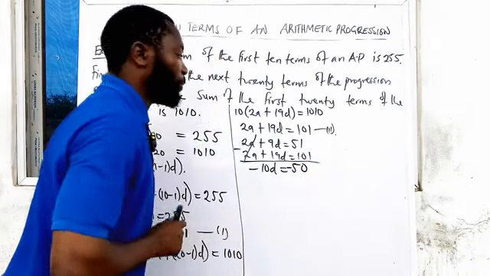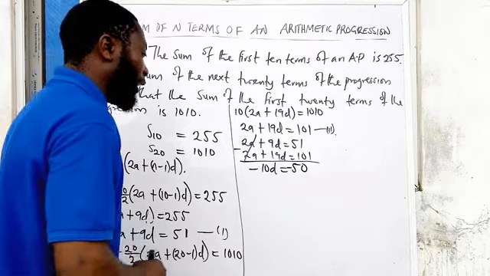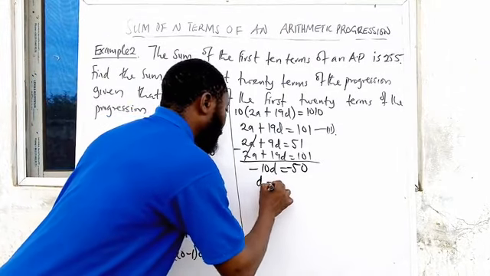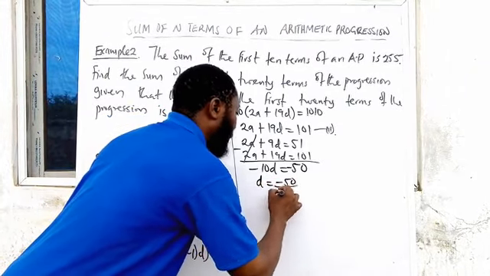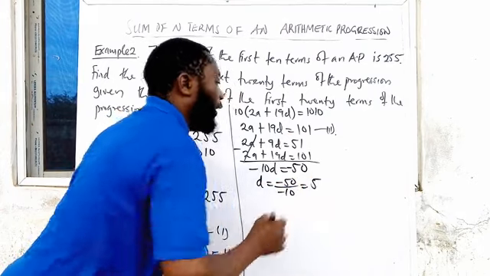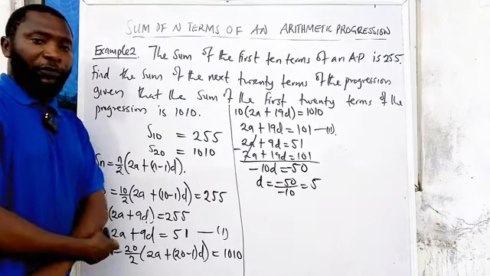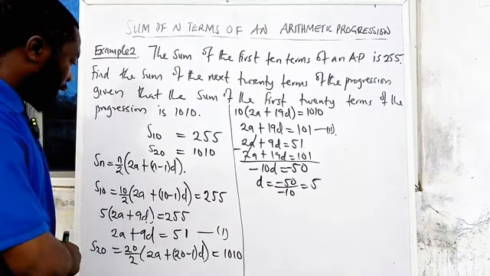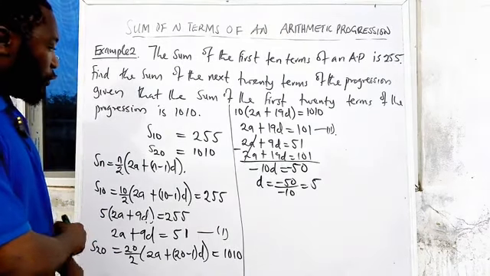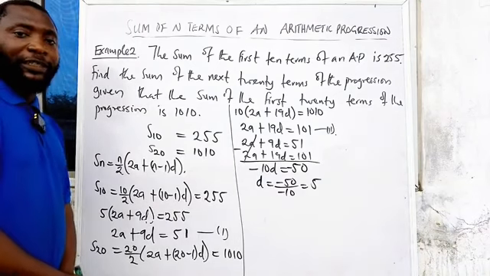Negative 50. So divide both sides by negative 10 again. So we have d equals negative 50 divided by negative 10, which is 5. Now we know the common difference. Let's put d in any of the two equations to get the value of a.